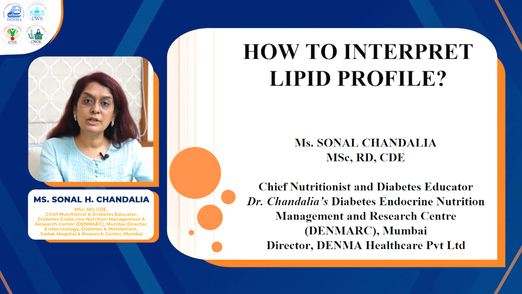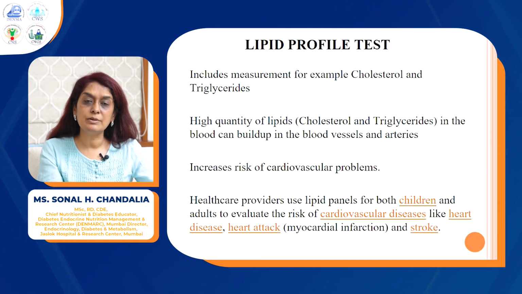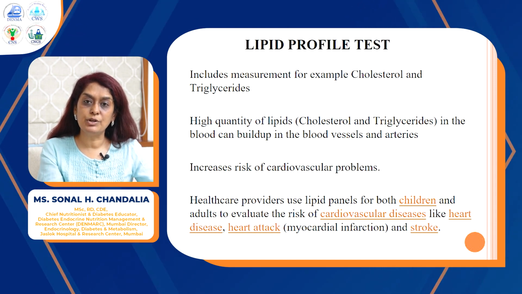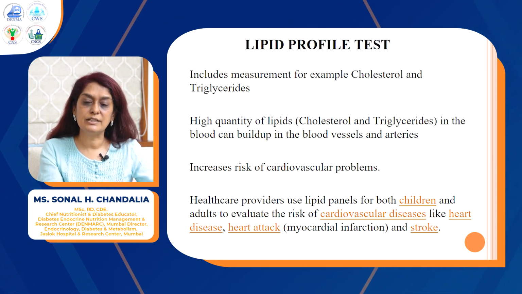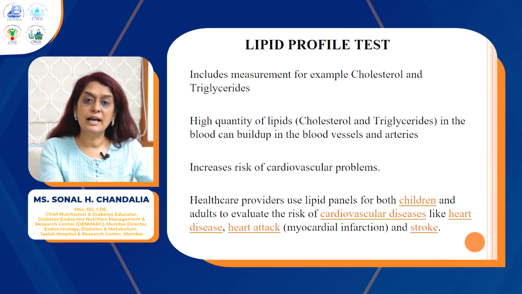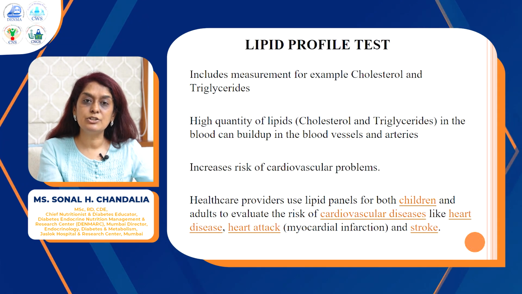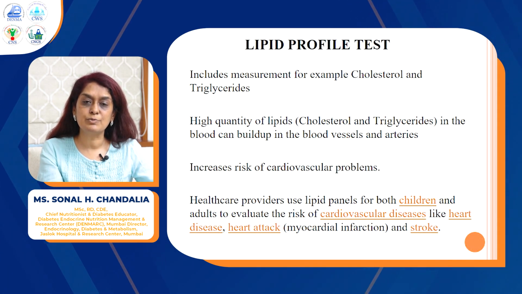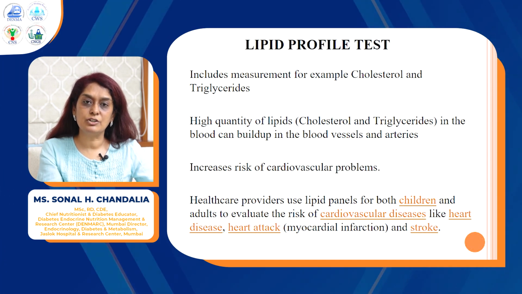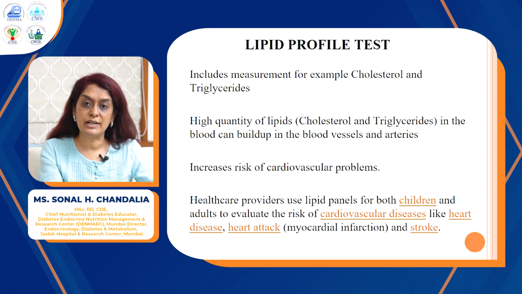So when we talk about doing a lipid profile test, we're talking about basically a combination of cholesterol and triglycerides, which is getting measured as the lipid components in the blood. A high quantity of these components, whether cholesterol and triglyceride, may build up in the blood vessels, in the arteries, and hence many times it can lead to heart disease, atherosclerosis, because it clogs the arteries. So overall, you'll have an increased risk of cardiovascular problems where it is directly related.